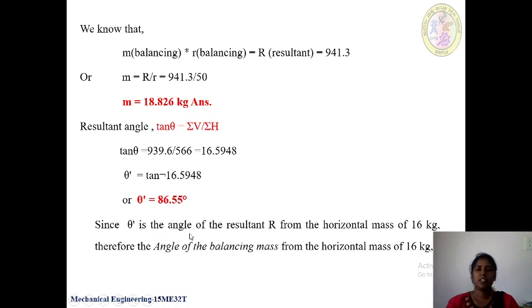Since theta dash is the angle of the resultant R from the horizontal mass of 16 kg, therefore the angle of the balancing mass from the horizontal mass of 16 kg, that is theta, is equal to 180 degrees plus 86.55 degrees, that is equal to 266.55 degrees. So finally our balancing mass is 18.826 kg and the balancing angle is 266.55 degrees.